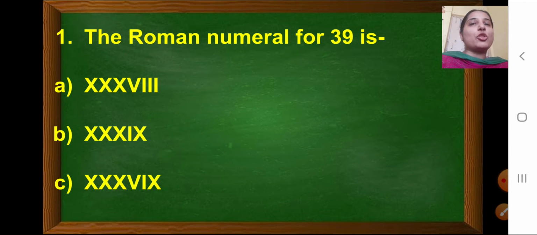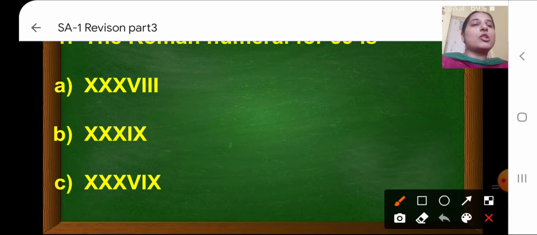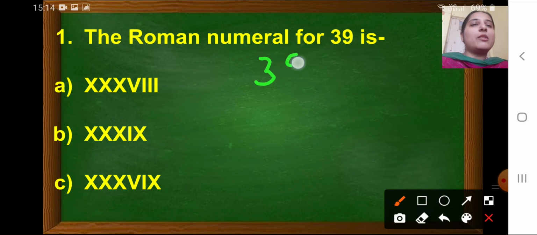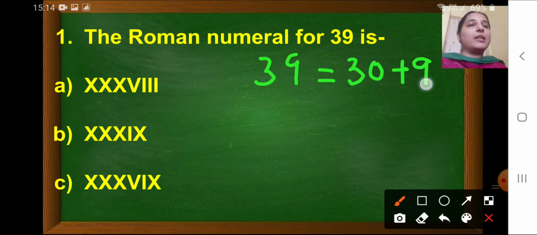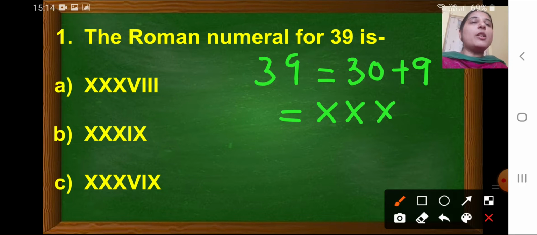So let's start with question number 1. Question number 1: the Roman numeral for 39 is. So how do we write 39 in Roman? So let's write this number first children, which is 39 here. So 39 can be written as 30 plus 9. Now how do we write 30 in Roman numeral? Yes, we will write X because single X represents 10. So for writing 30, how many X we have to write? Yes, 3 X we will write. That will count for 30.